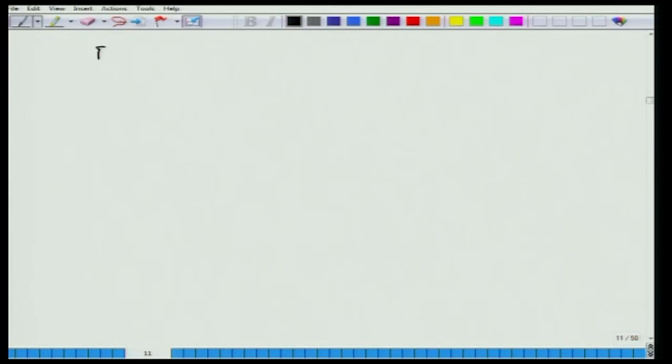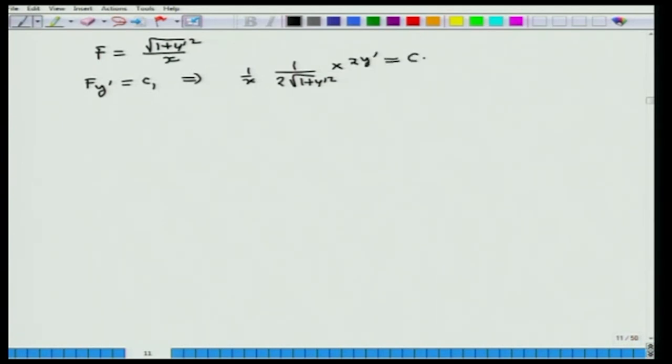So, here we have f equal to square root of 1 plus y prime square over x. So f_{y'} equal to c1 implies that 1 over x, then 1 over 2 root 1 plus y prime square into 2 y prime equal to c1. So we get, 2 cancels, y prime over square root of 1 plus y prime square equal to c1 x. So here we will try to get the parametric form of the equation.